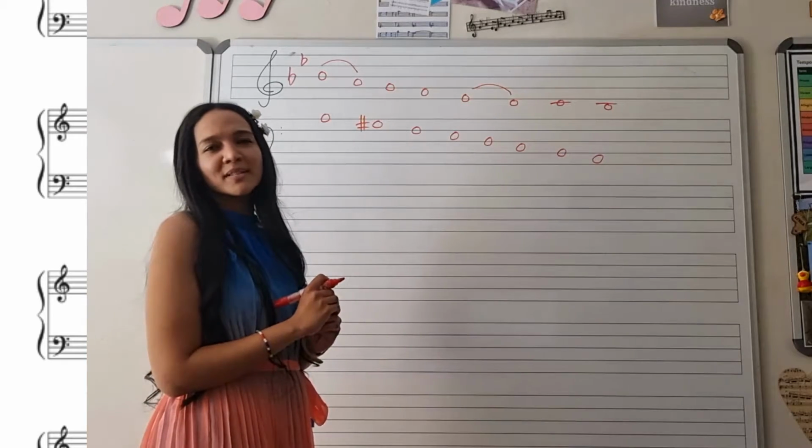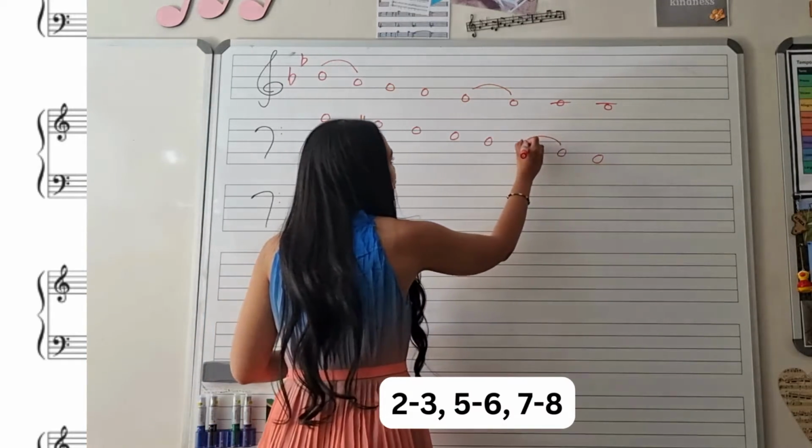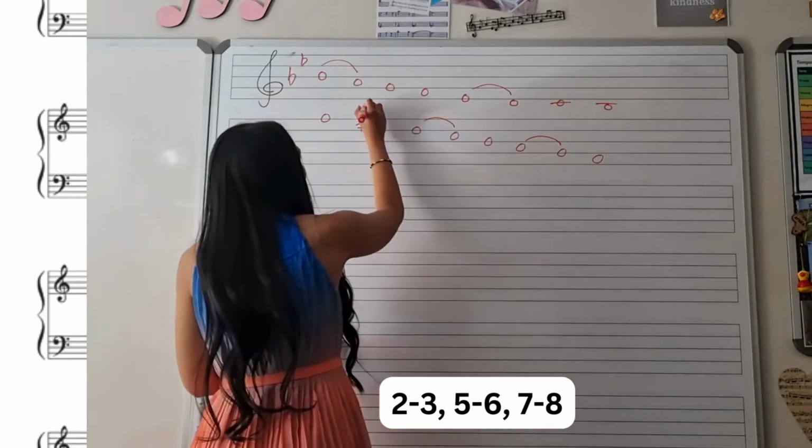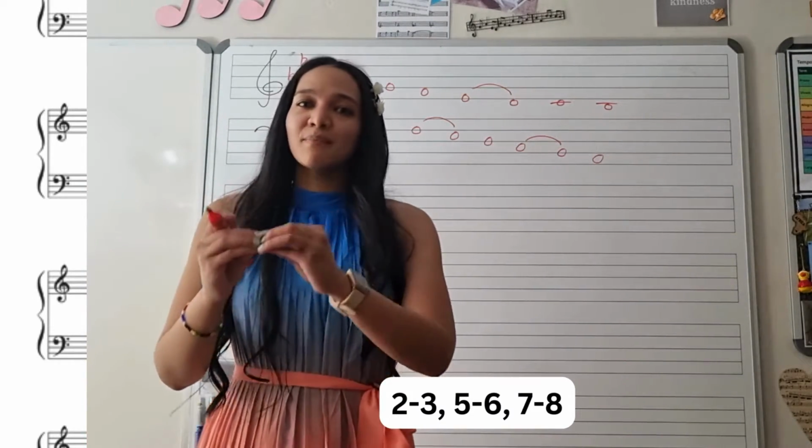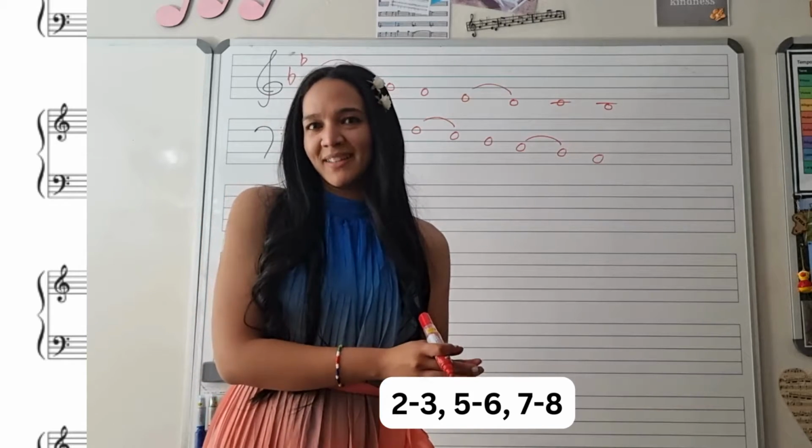And then I'm going to put in my semitones, which lie between 2 and 3, 5 and 6, and 7 and 8 in a harmonic minor scale. Remember, the semitones are different in a major scale than they are in a harmonic minor scale.